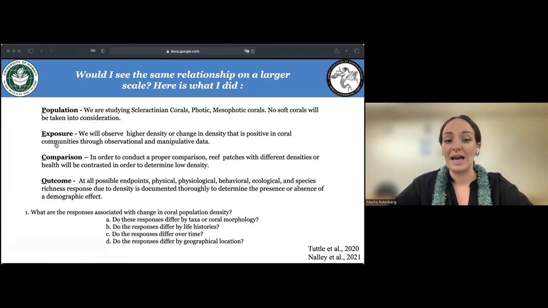Following this setup, I outlined parameters for population, exposure, comparison, and outcome. I also had a defining question that would allow me to screen papers for relevance. What are the responses associated with change in coral population density? And then four sub-questions. Do these responses differ by taxa or coral morphology? Do the responses differ by life histories? Do the responses differ over time? And do the responses differ by geographical location?